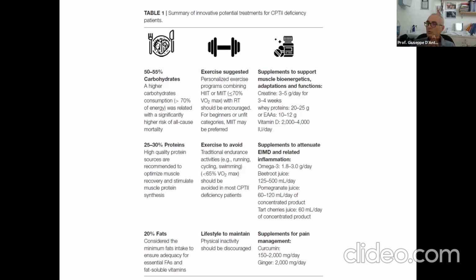The lifestyle to be maintained is physical activity, and inactivity and disuse should be discouraged in these patients, who very often experience an increase of body weight and fat mass due to combined disuse and a diet very rich in carbohydrates.